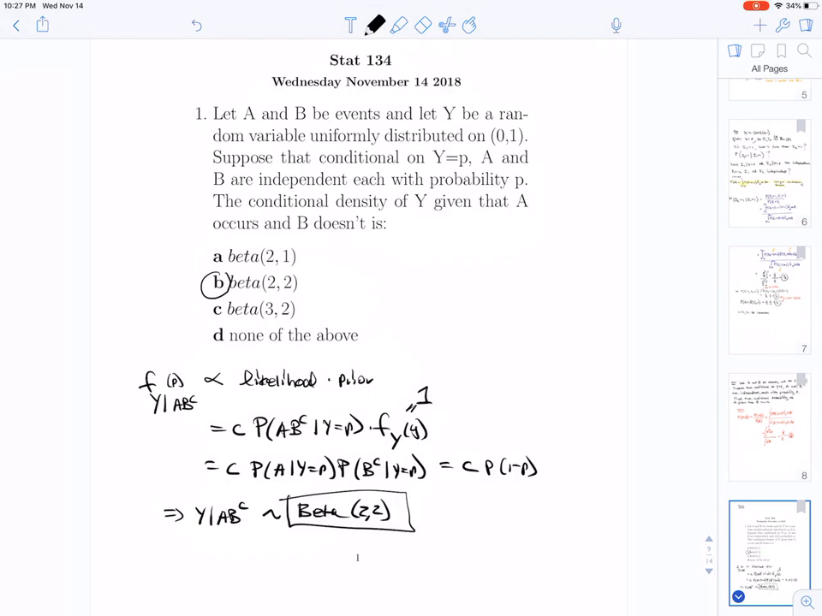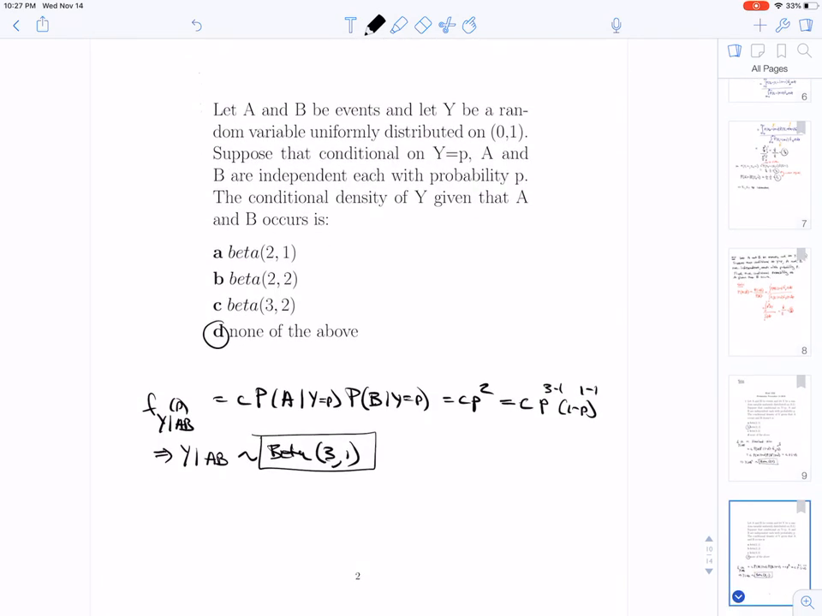What we're looking for here is the posterior density of Y given A, B complement. We know that that's proportional to the likelihood times the prior. So it's a constant times the likelihood, you just basically change the order of what you're conditioning on. So it's A, B complement given Y is P, and the prior is just 1. Then because we're conditioning on Y is P, it factors, and so we get a constant times P, 1 minus P, so we know it's beta 2, 2.